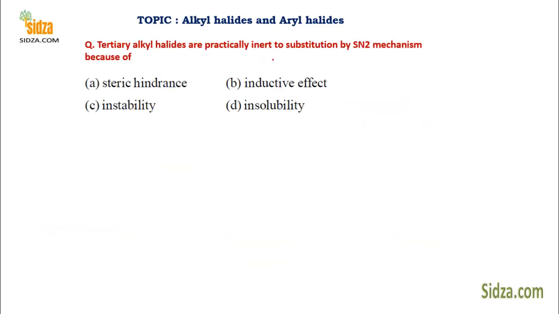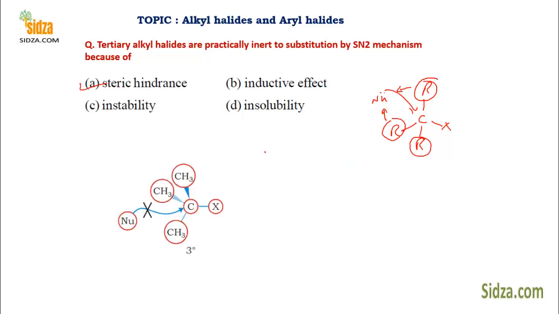Tertiary alkyl halides are practically inert to the SN2 substitution mechanism. As we discussed, because of the bulky size of the groups attached to the carbon here, the nucleophile will find it very difficult to approach the carbon. Because of the steric hindrance between the alkyl groups and the nucleophile, SN2 is practically inert. That means tertiary alkyl halides don't follow the SN2 mechanism.